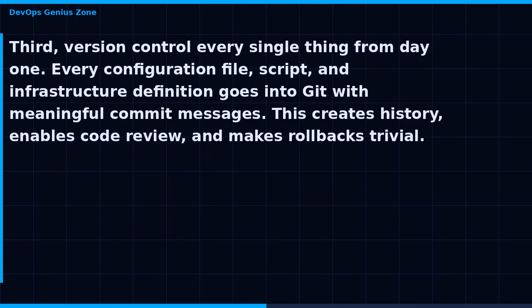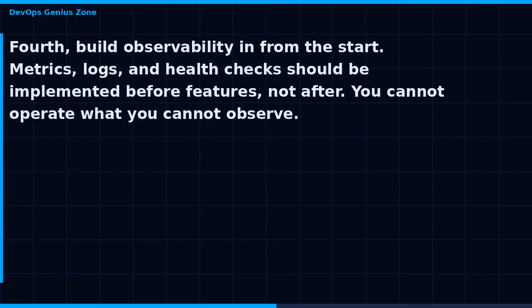Metrics, logs, and health checks should be implemented before features, not after. You cannot operate what you cannot observe. Fifth, always test in a lower environment before production. A staging environment that mirrors production is not a luxury, it is basic engineering discipline. A 5-minute test prevents a 5-hour production incident.